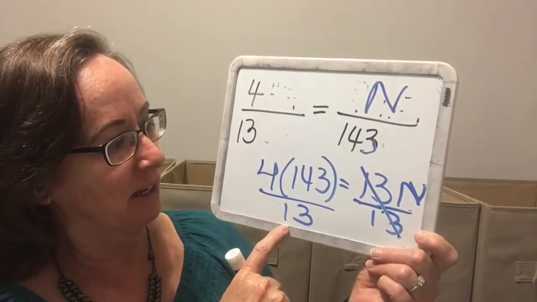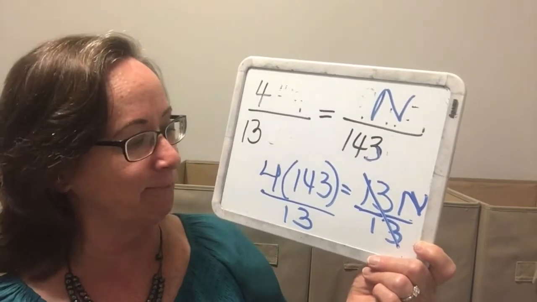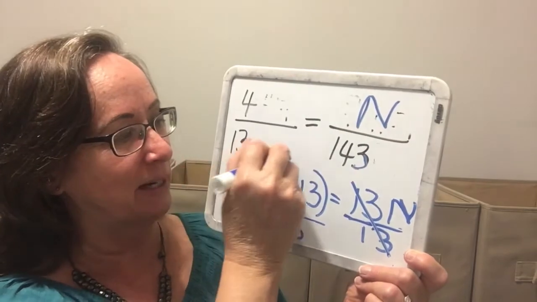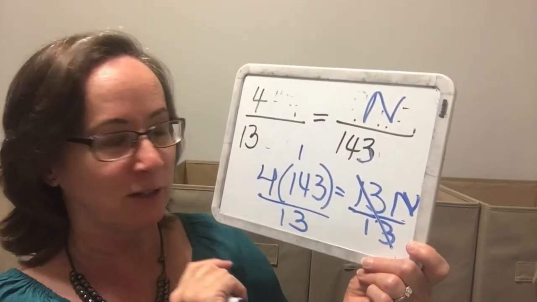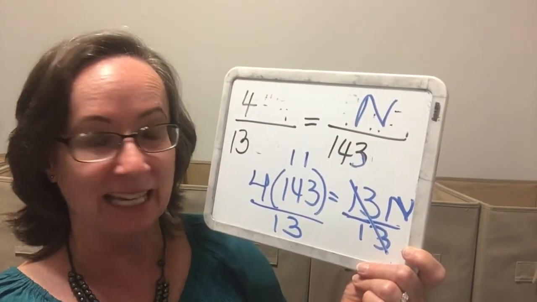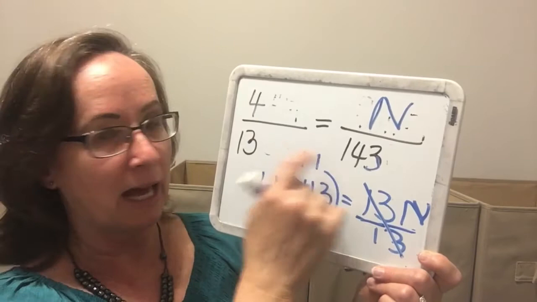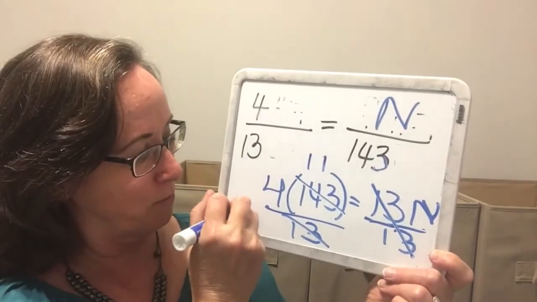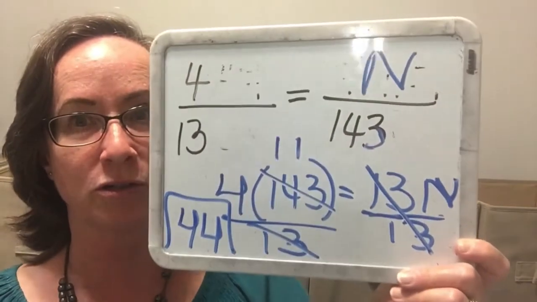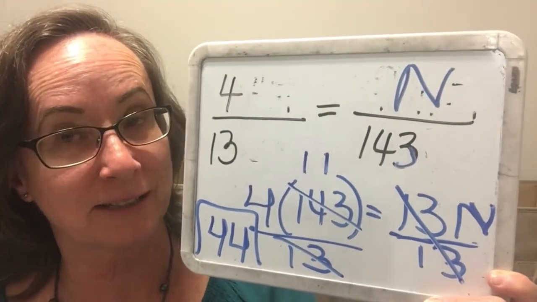Once again, will 13 go into 143 evenly? If I divide 13 into 14, I get 1. And then I get 1 left over. And 13 into 13, 1. It's 11 again. So 143 and 13 cancel with an 11. 11 times 4 is 44. And you need 44 huge measures of sugar to make 143 confections.